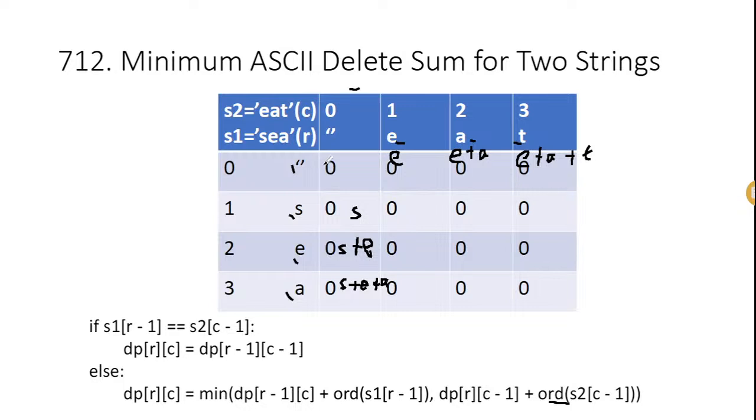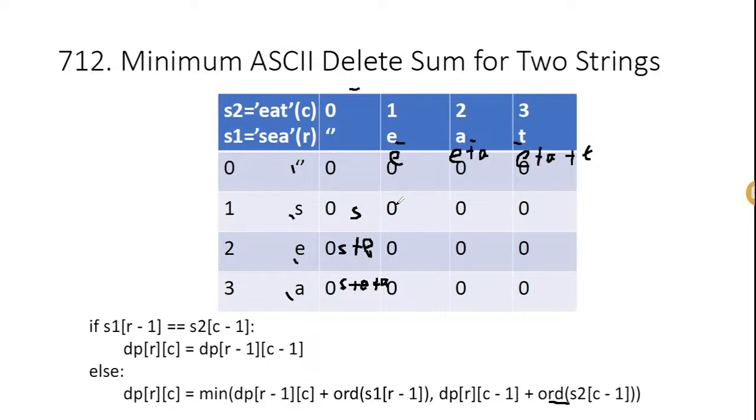DP[R][C] is the minimum operations to make the two strings equal. So here, this is 0 because empty string to empty string is 0. But for this one, this S to empty string, what should I do? I should delete this one. So what is the operation? It is the ASCII of S. So here I will write S. Similarly, here S plus E, and here S plus E plus A.